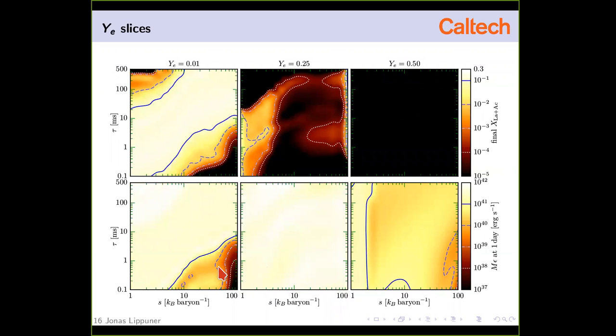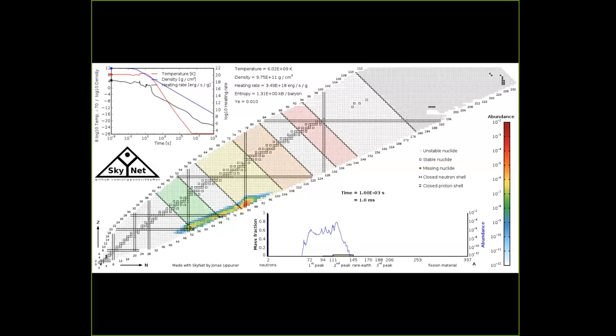On the other hand, in the other corner, where we have a very large expansion timescale and low entropy, let me show you what happens. One more movie, which is this one. This is again a very neutron-rich YE of 0.01, but a very low entropy and a long expansion timescale. So the material is expanding very slowly. Here's what happens.